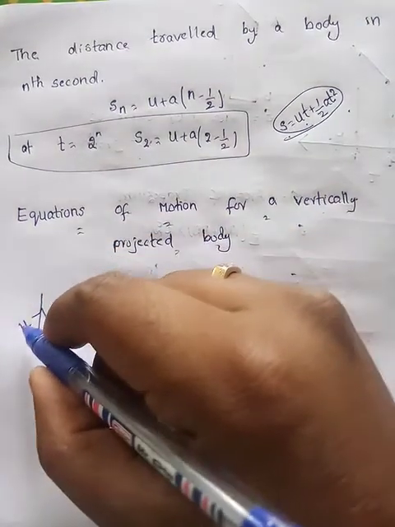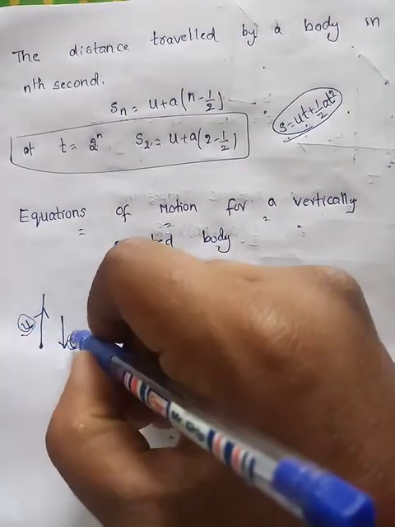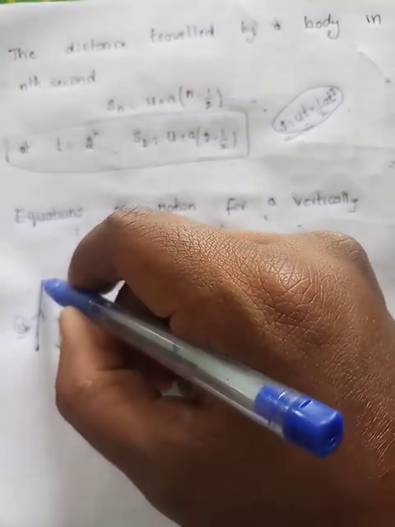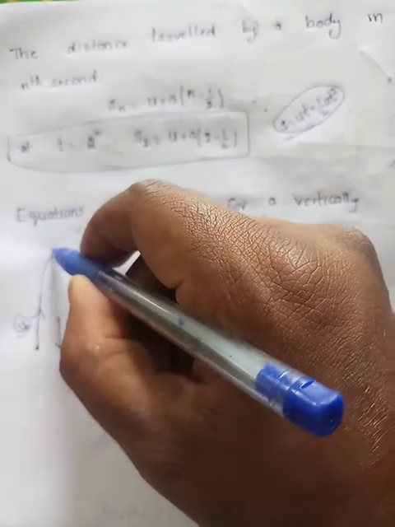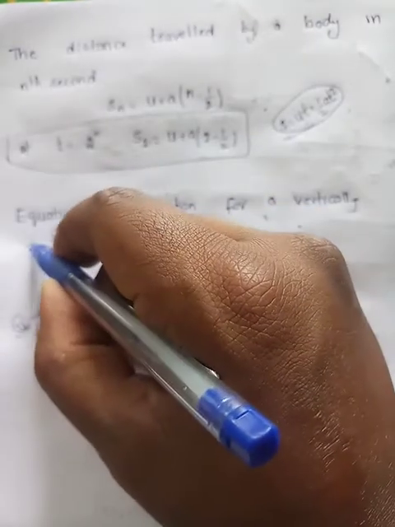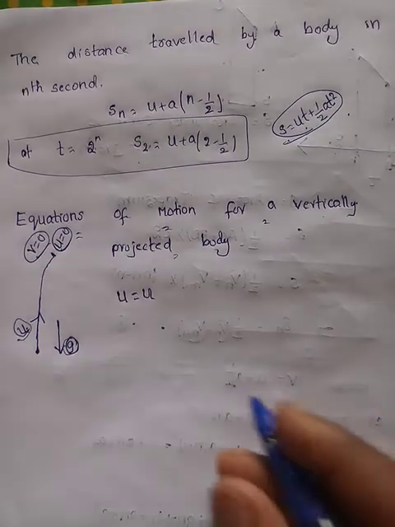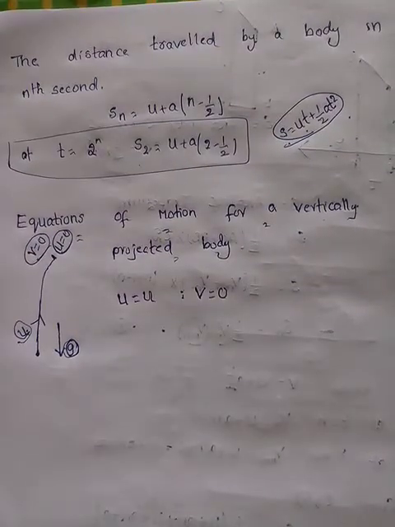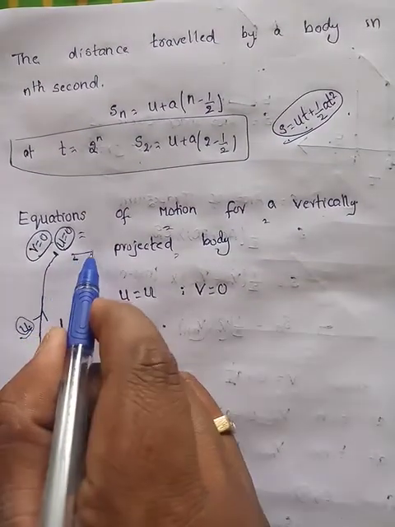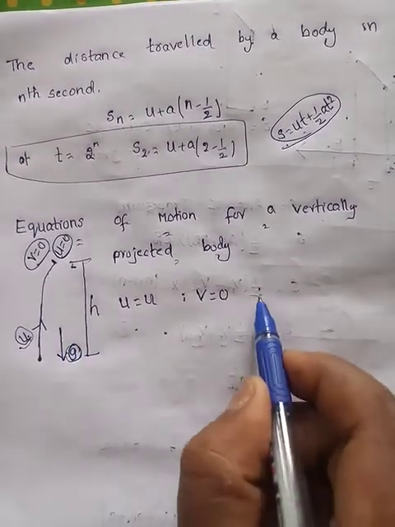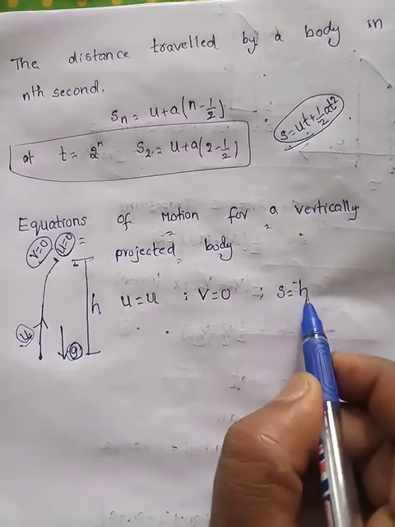When velocity and acceleration are in opposite directions, the velocity of the body decreases. So velocity goes on decreasing, and finally the velocity at the highest point becomes 0. When it reaches the highest point, its velocity becomes 0. So the final velocity of the vertically projected body is 0. Let us assume that it travels a distance of h upwards. So, s = h.